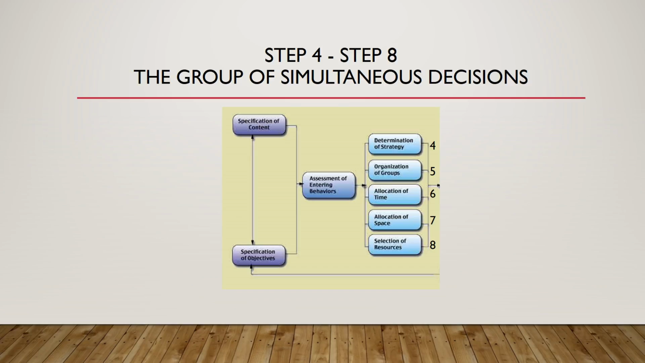Steps 4 through 8 are dependent on each other. If changes are made to any one of these steps, those decisions can change the outcome of the other steps. Because of that interdependence, this group of steps is known as the group of simultaneous decisions.